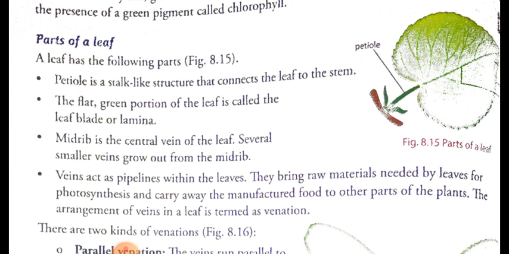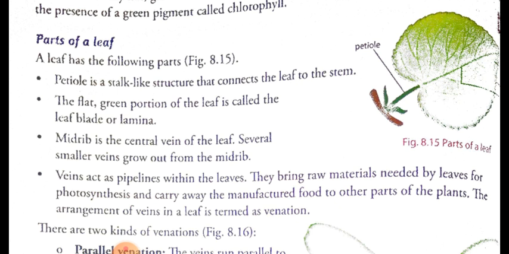So what is the function of veins? Veins act as a pipeline within the leaves. They help in bringing the raw material needed by the leaves for photosynthesis and carry away the manufactured food to the other parts of the plant.